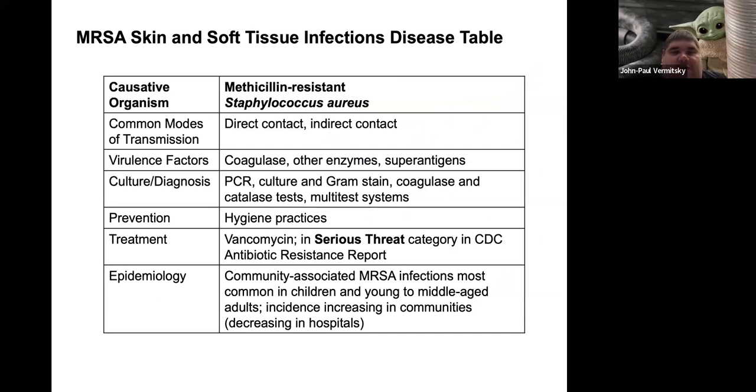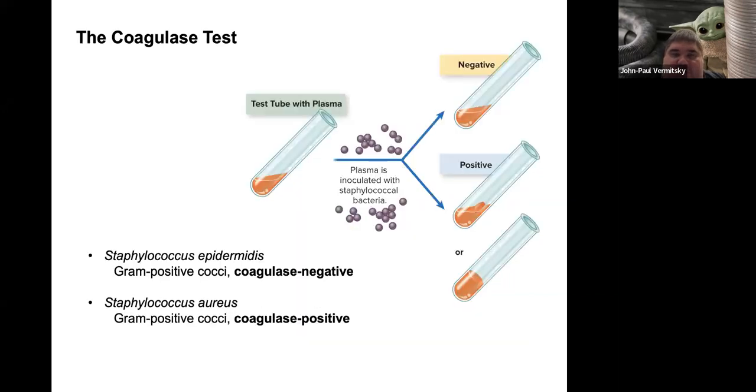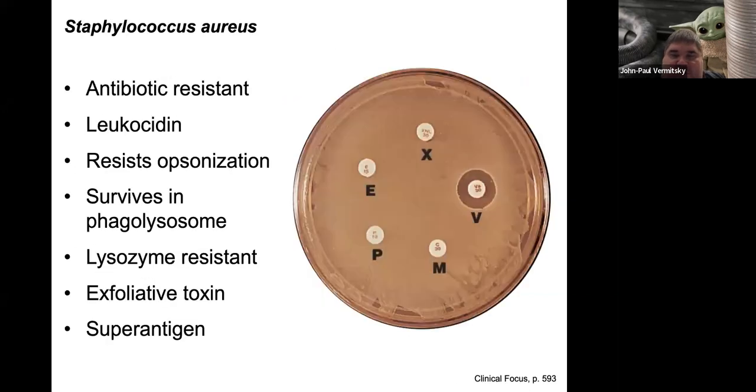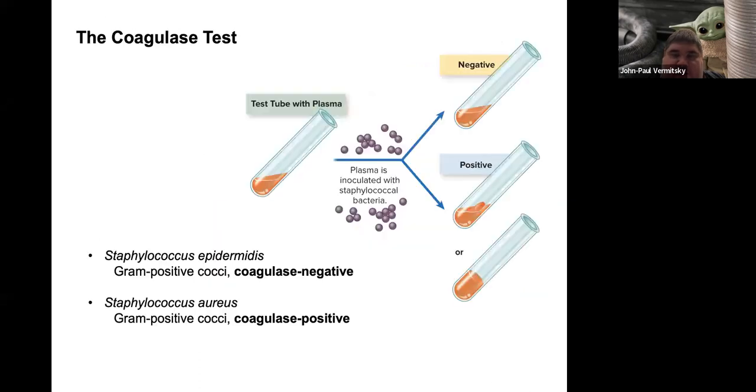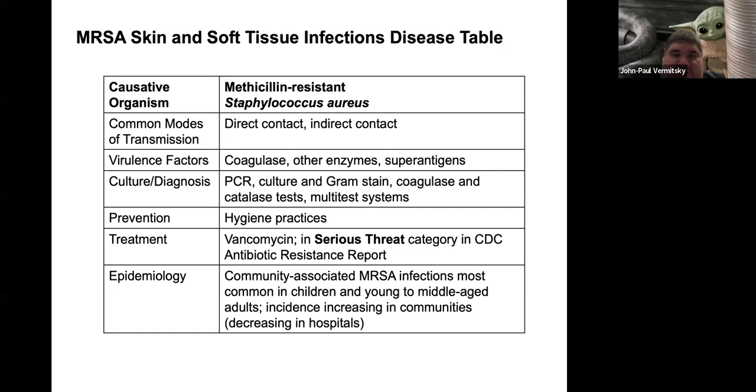Okay, so here's just a little summary table. We're looking at methicillin-resistant Staph aureus. Common modes of transmission are direct or indirect contacts. Prevention is just really washing your hands. Treatment would be vancomycin. Remember, in this particular drug resistance slide, we did see that vancomycin is usually quite effective at treating this.